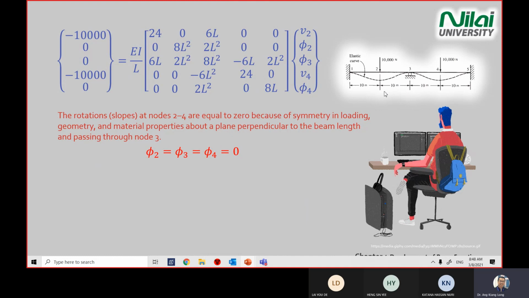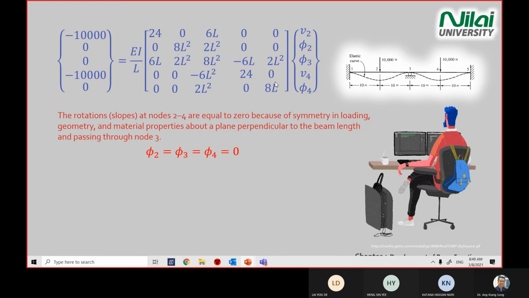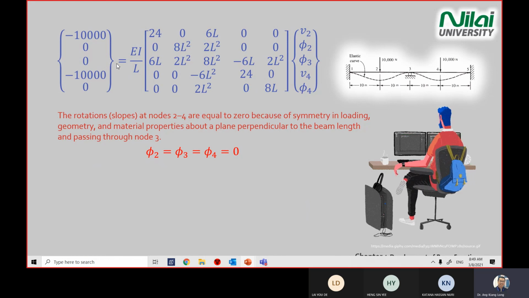So if you look at the diagram here, we know that our rotation at point 2 will be 0, point 3 will be 0, rotation at point 4 will be 0. So this is a boundary condition that we apply to solve this one. So with this boundary condition, we can further reduce the equation. We have five unknowns here. After applying the boundary condition again for the slope or rotation, we know 3 reduced to 2 equations only.